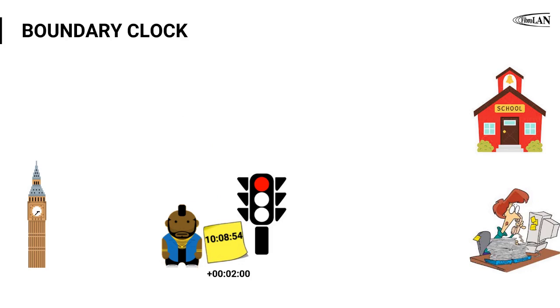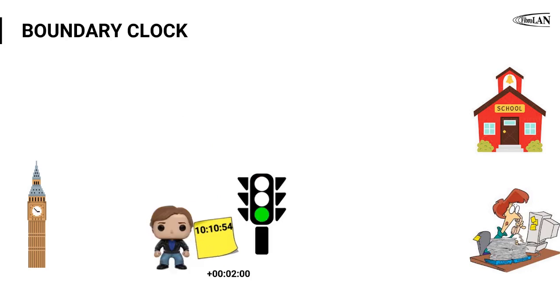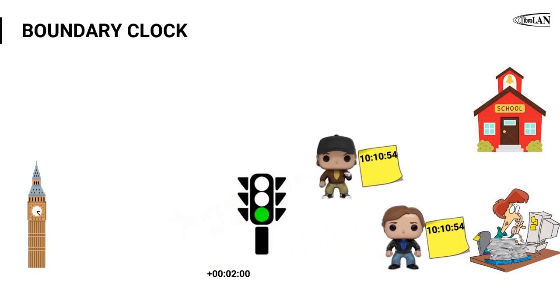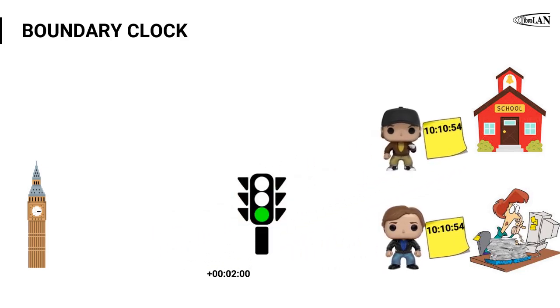For them, the origin time is the time when the light turned green. Mr. B continues to the old school, while Mr. C heads to the new one. The secretary, although being surprised to see someone else than Mr. T, is still happy to get the correct time.